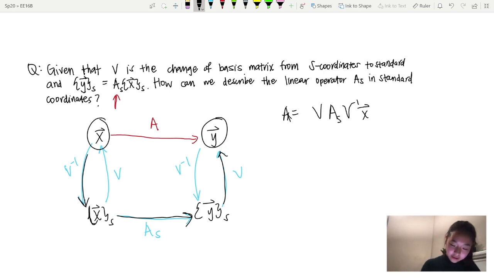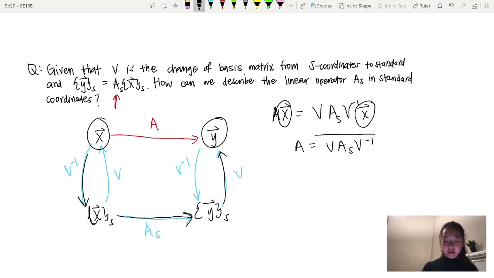And then this will ultimately give you A times X. And this X is added in because earlier, in order to demonstrate the left multiply, I added the multiplication factor by the X vector. So this means that A is then equal to V A_S times V inverse. And that is your final answer.